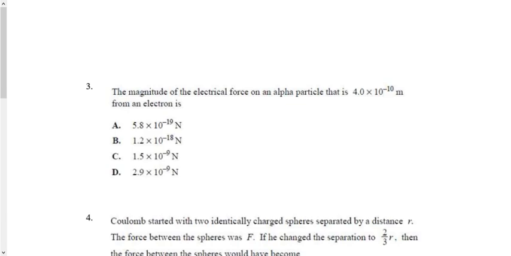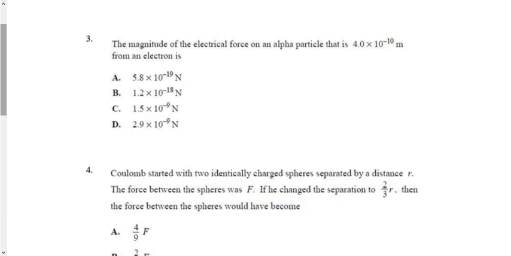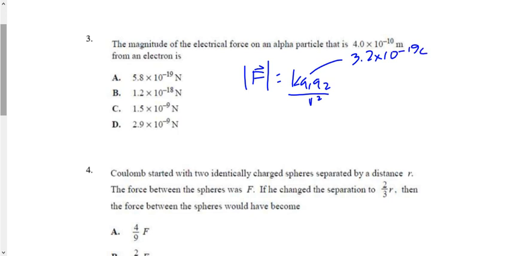Good. Next question. The magnitude of the electric force on an alpha particle that's this far away from an electron is what? Okay, very straightforward one here. KQ1, Q2 over R squared. We just got to recognize that Q1 is a charge of an alpha particle, 3.2 times 10 to the minus 19 coulombs, or 2 times the elementary charge on your data sheet. And this is 1.6 times 10 to the minus 19 coulombs. And of course, R is 4 times 10 to the minus 10 meters.